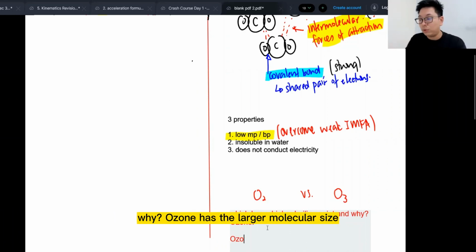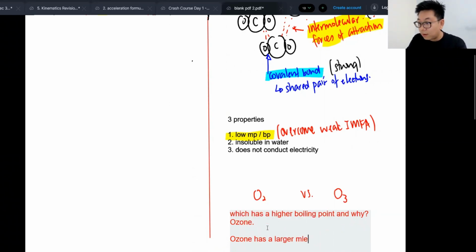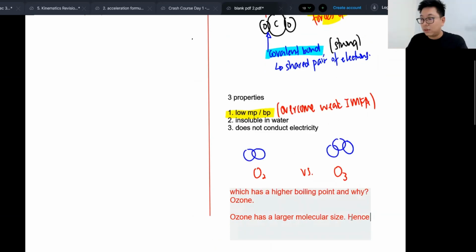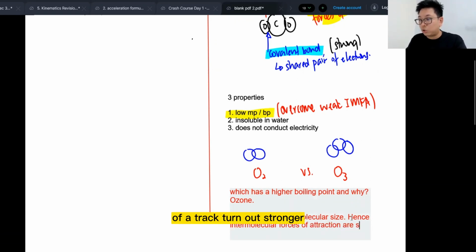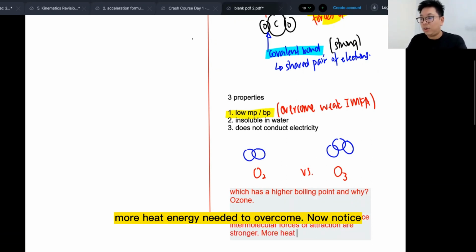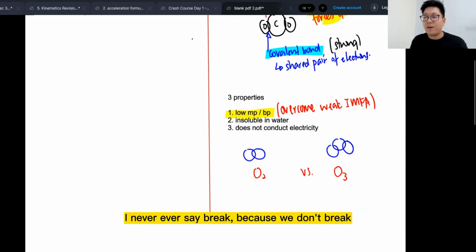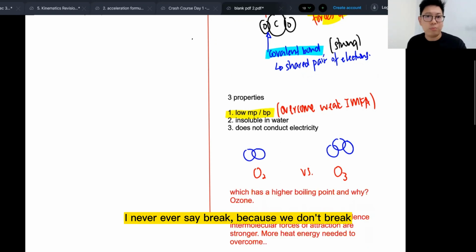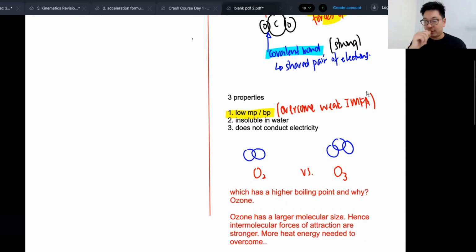Why? Ozone has a larger molecular size. Hence, intermolecular forces of attraction are stronger. More heat energy is needed to overcome them. Now notice, I never ever say break because we don't break. Later on, I'll tell you when to use the word break. Careful.